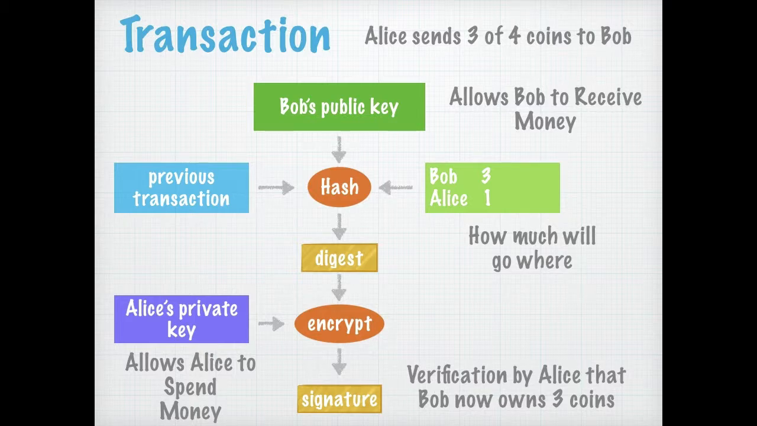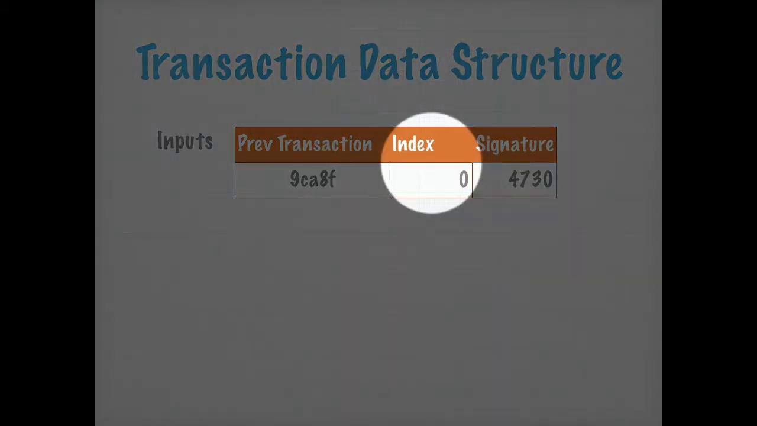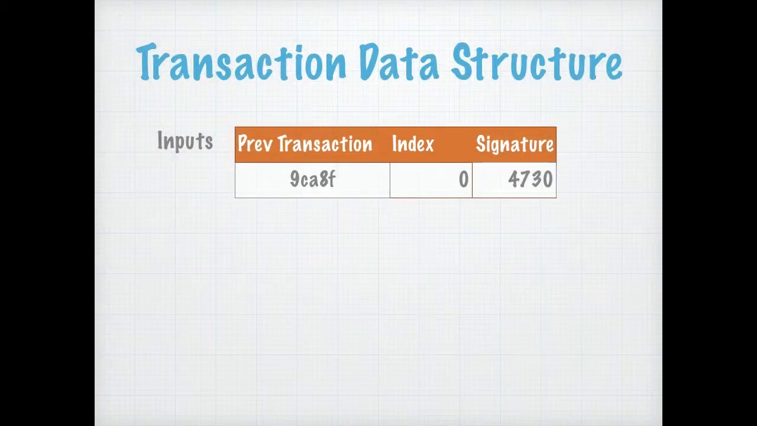Because anybody else can then use Alice's public key and verify that she has indeed signed this one and that it's going to Bob. Let's look at the data structure that represents the transaction. The first part is the inputs, which are references to previous transactions. There can be any number of inputs, and because a transaction can have multiple outputs, the inputs have to have an index that refers to which output of the previous transaction we are referring to.